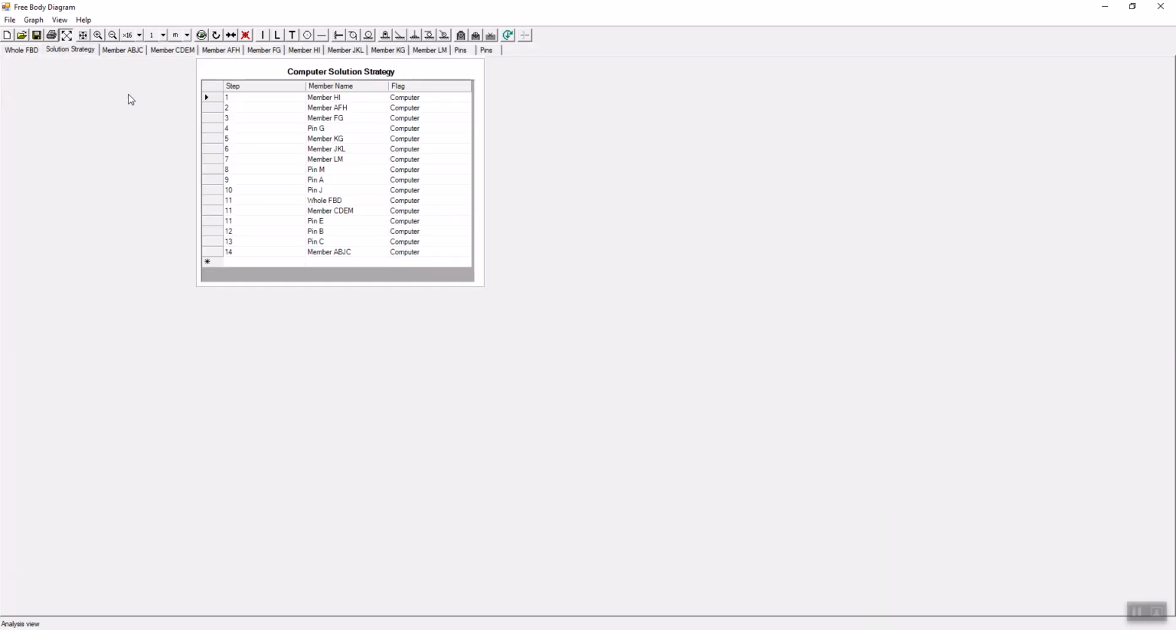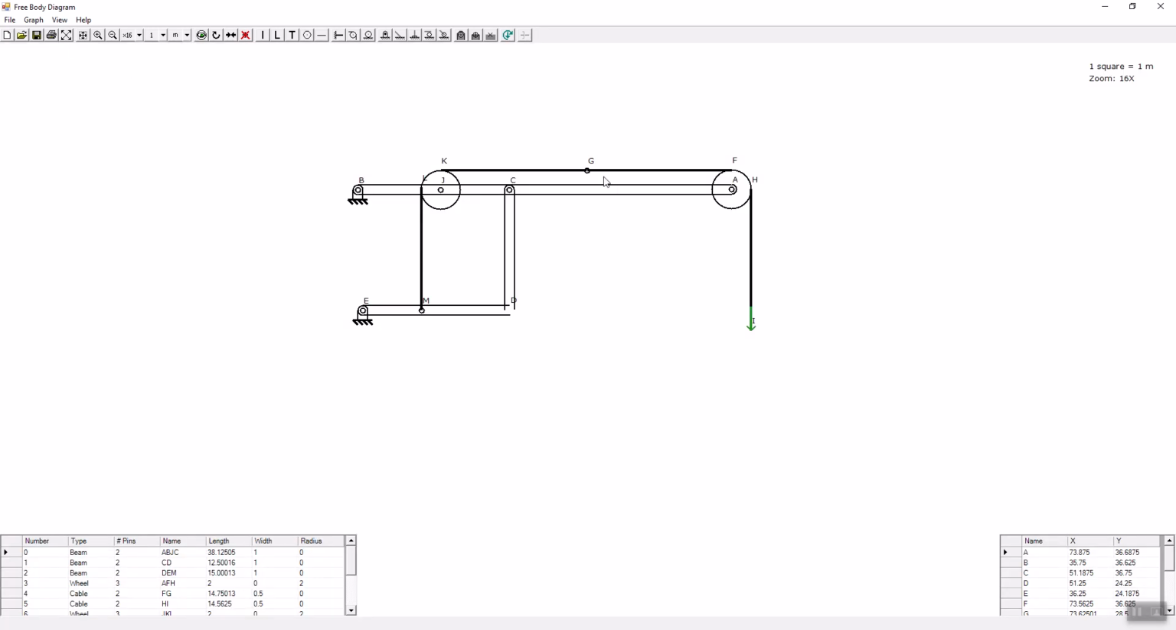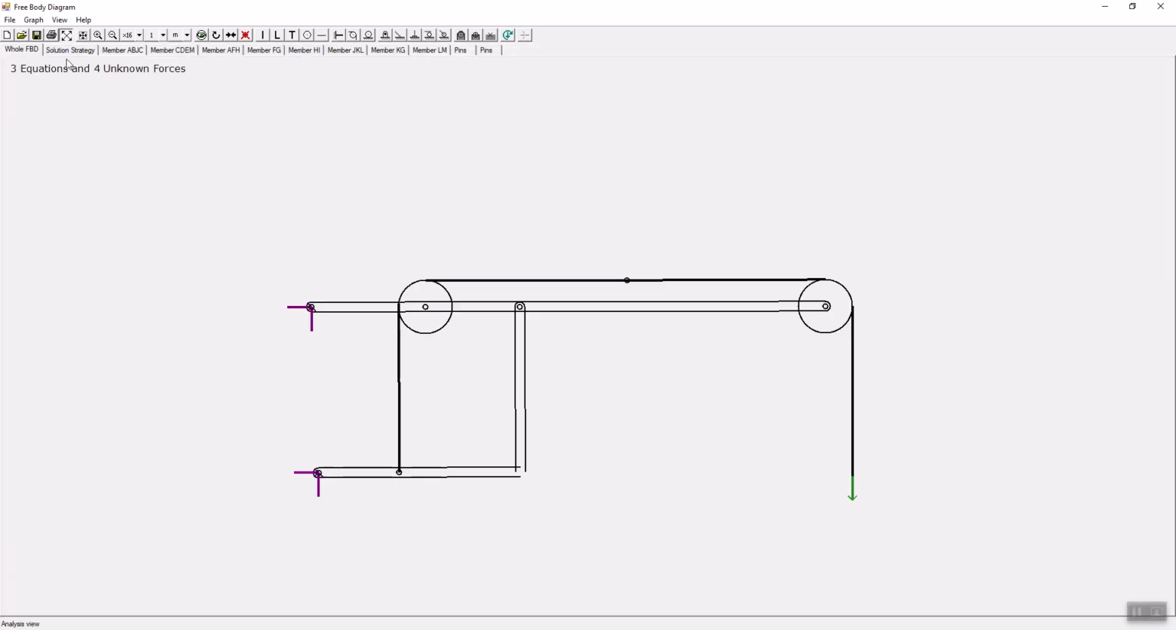Solution strategy. Now, the computer program asks us to solve the equilibrium of pin G. Pin G is here. This tension is already calculated as 100 pounds. So from equilibrium of pin G, this tension in cable KG is also 100 pounds. What happens in the next step?